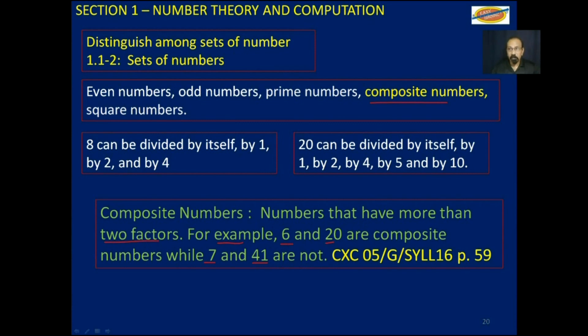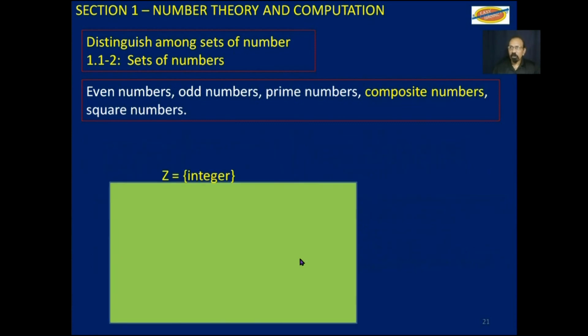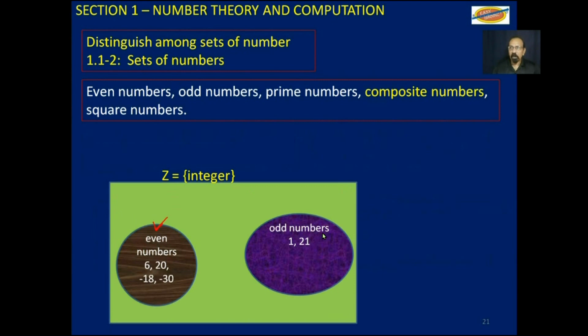They are prime numbers. So let's go back to our diagram and place composite numbers in it. So we have this box here that contains all the integers that we have met so far. We have even numbers in that circle. We have odd numbers in this shape. They do not mix. A number is either even or odd. 0, of course, is out here.